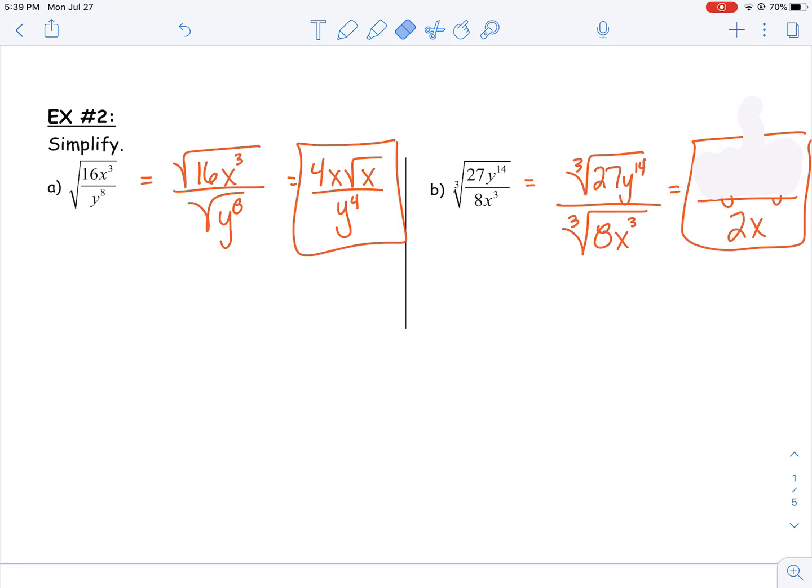Perfect. All right, let's look at the numerator. What's the cube root of 27? 3, right? And if I have 14 y's, but I'm looking for groups of 3, how many groups of 3 can you take? Well, it looks like you can take 4 groups, but then there would be 2 lonely y's left over. So my numerator would be 3y to the 4th times the cube root of y squared all over 2x. Again, no like terms, but I've simplified this radical.